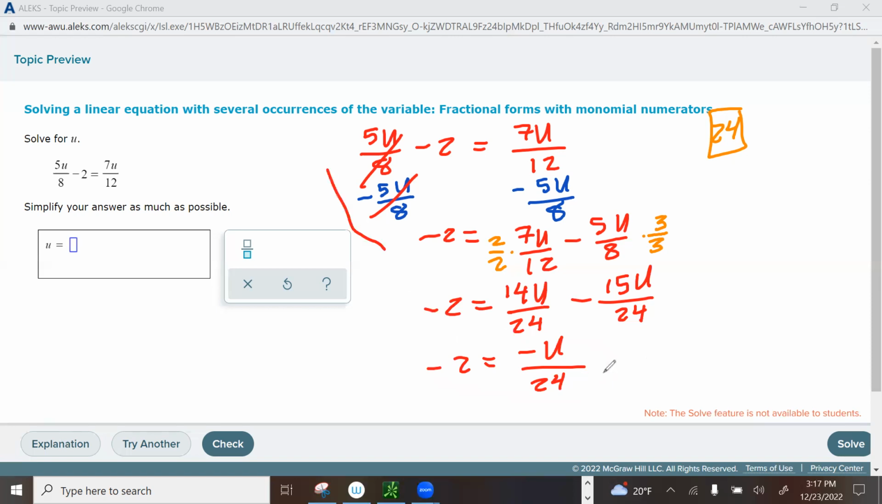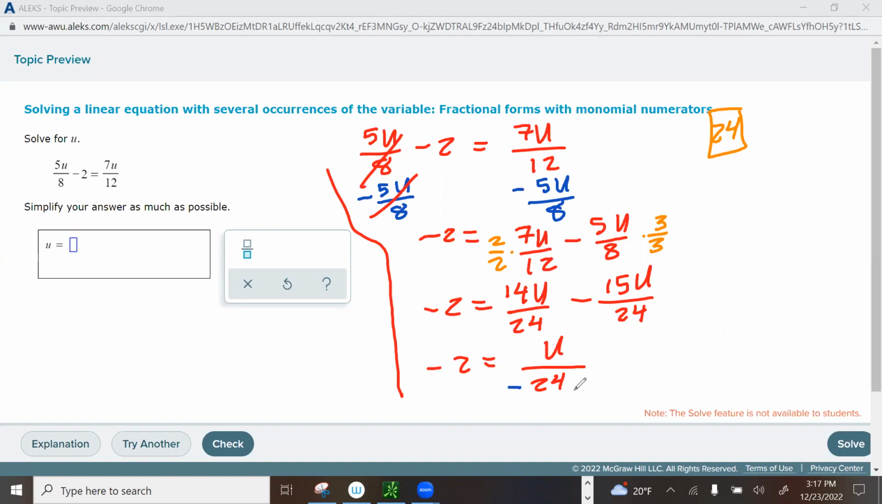All right, we're going to go over here to the left a little. I've got more room. Okay, so now what are we going to do? Well, remember, if you've got a negative sign in a fraction, that negative sign can be on the top, or it can be out in front, or it can be on the bottom.